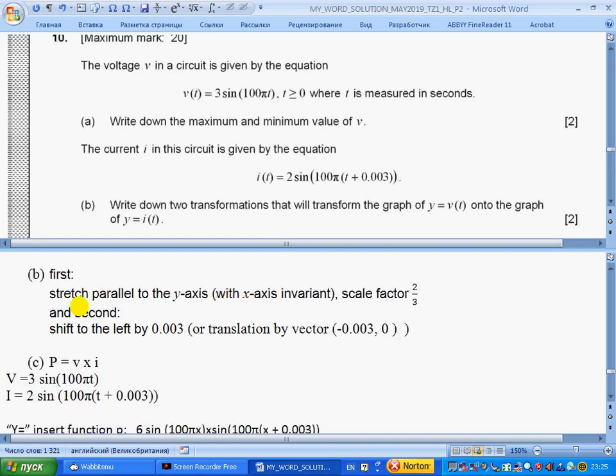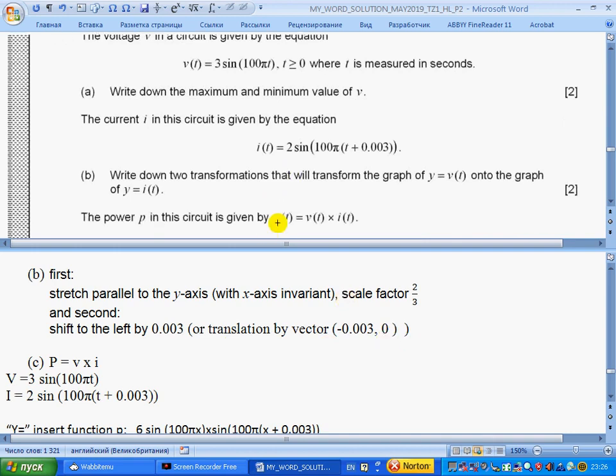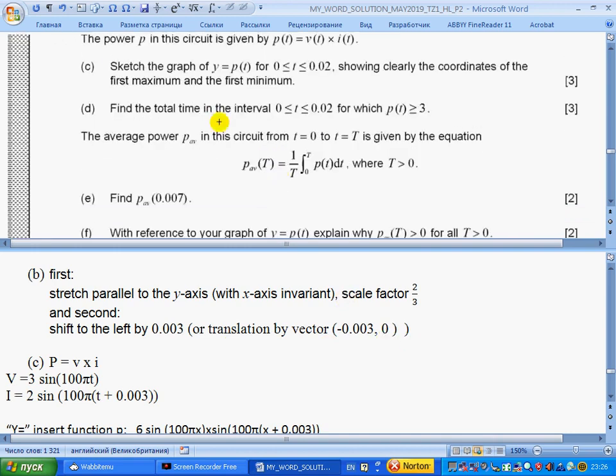First transformation, stretch parallel to the y-axis with x-axis invariant, scale factor 2/3, and second transformation, shift to the left by 0.003, or translation by vector minus 0.003, 0. Done. The power in this circuit is given by the product of V and I.